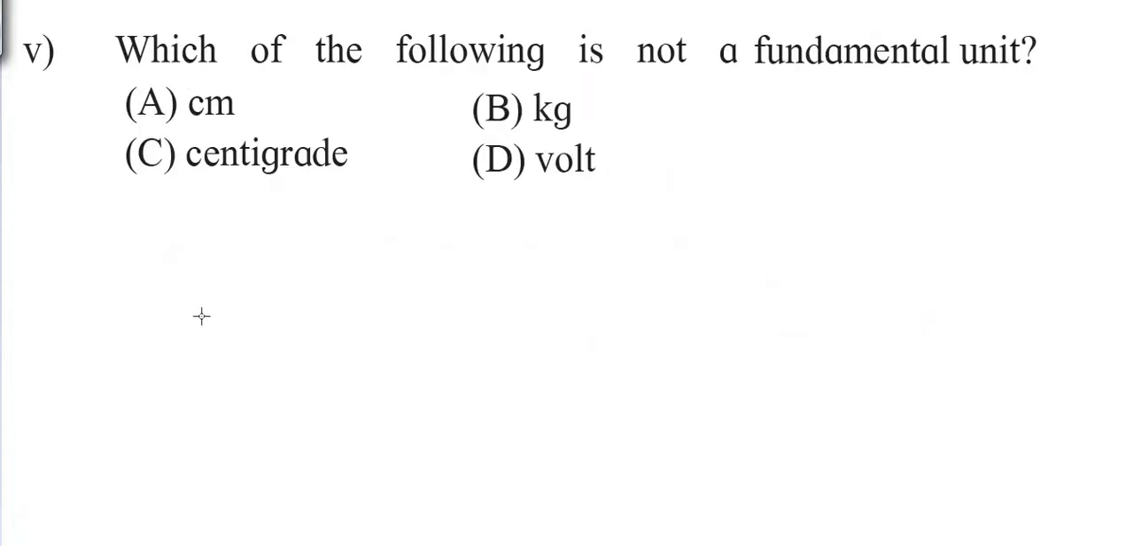MCQ number 5. Which of the following is not a fundamental unit? Option A, centimeter. Centimeter is the unit of length, which is a fundamental quantity. B, kilogram, which is the unit of mass, a fundamental quantity. Centigrade is the unit of temperature, again a fundamental quantity. And volt is the unit of potential difference, V, and therefore D is not a fundamental quantity.